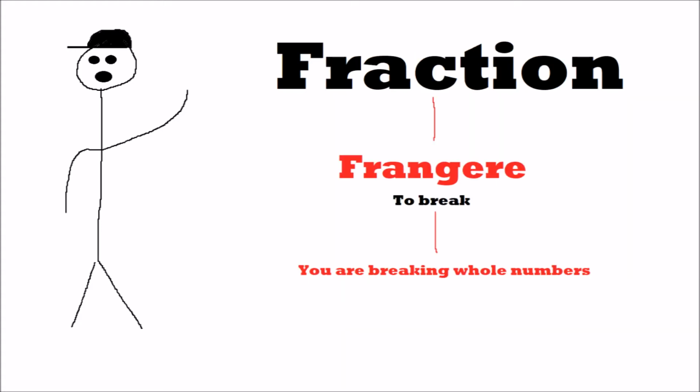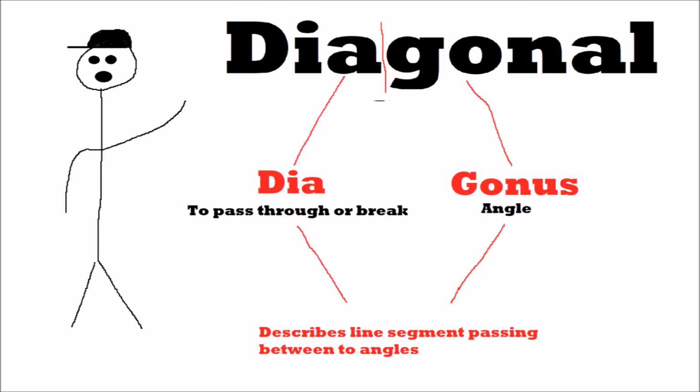Fraction comes from the Latin word francare, to break. This makes sense as fractions are all about breaking whole numbers into smaller numbers. Diagonal comes from the Greek roots dia, to pass through or join, and gonus, angle, and describes the line segment which passes from the vertex of one angle to another in a polygon.